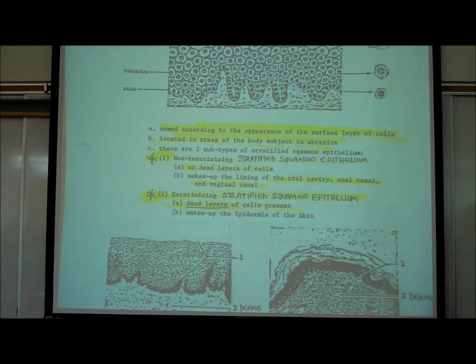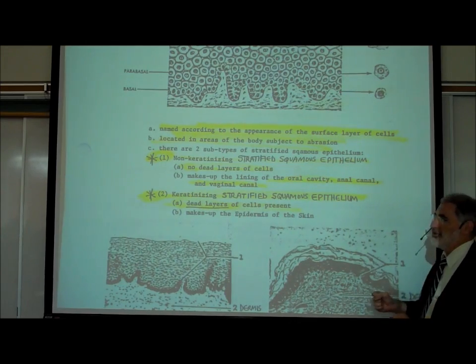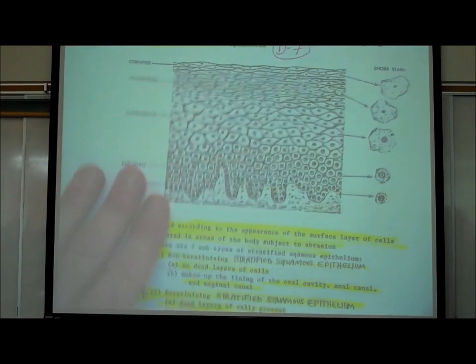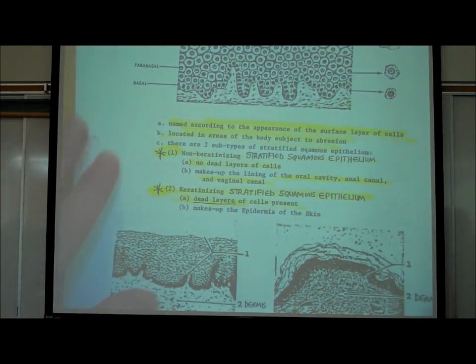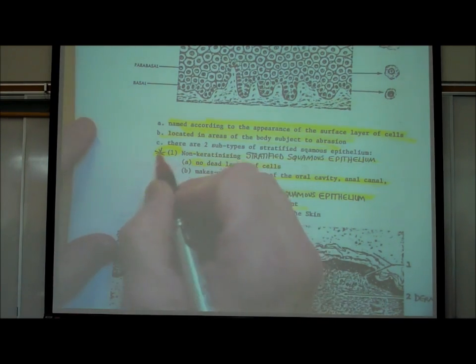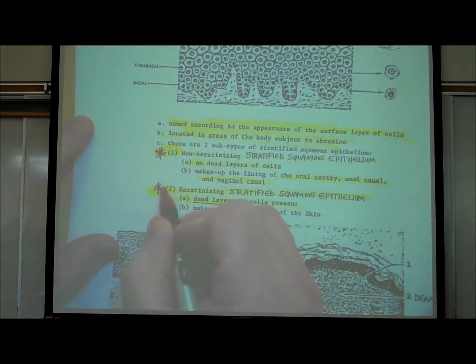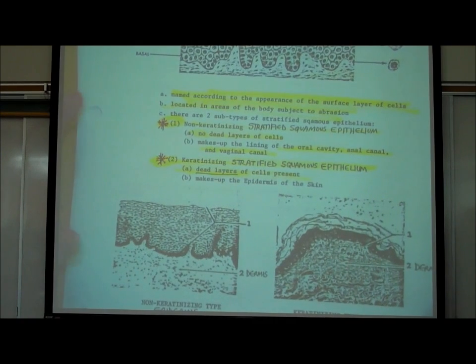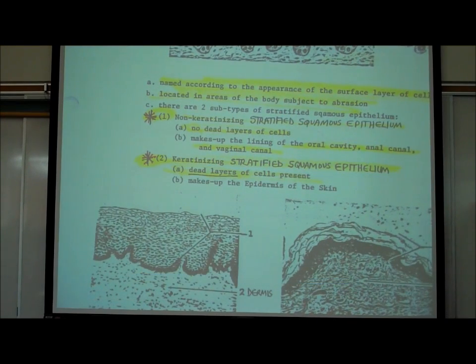It's located in areas of the body subject to abrasion because this is a pretty tough tissue, multiple layers of cells, so it's pretty tough. And there are actually two subtypes of stratified squamous epithelium, and you have to not only know about both, but you have to recognize both types under the microscope. So there is what's called non-keratinizing stratified squamous epithelium and keratinizing stratified squamous epithelium.